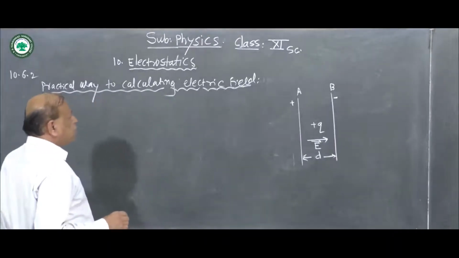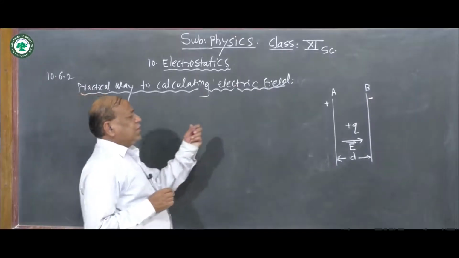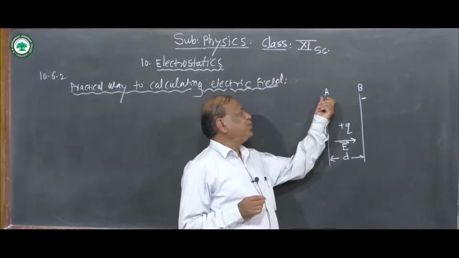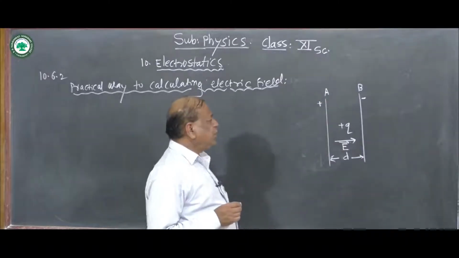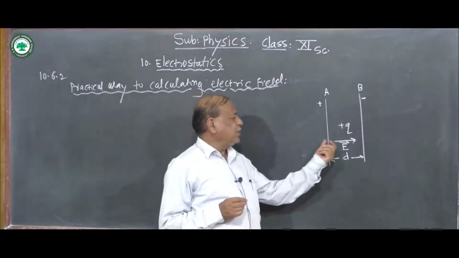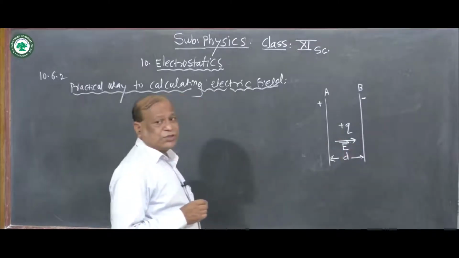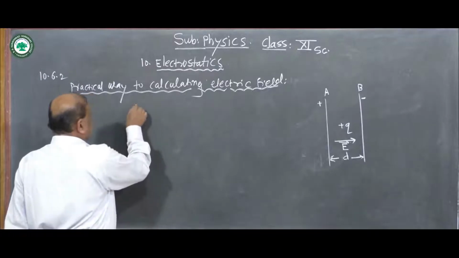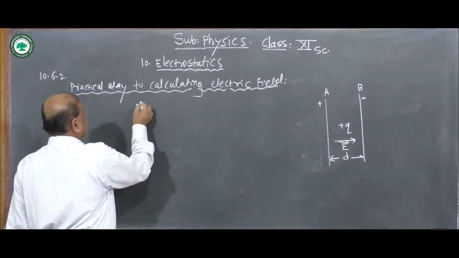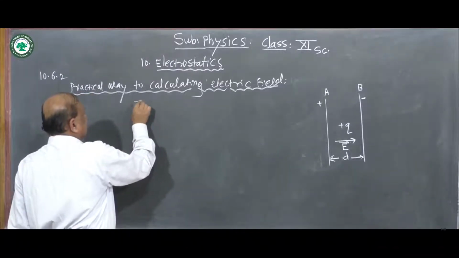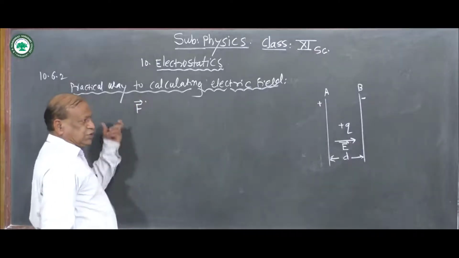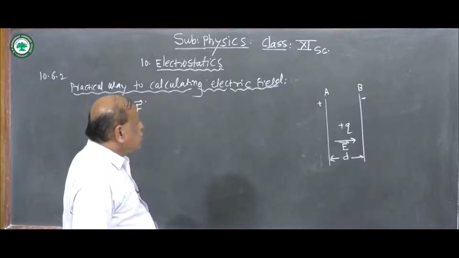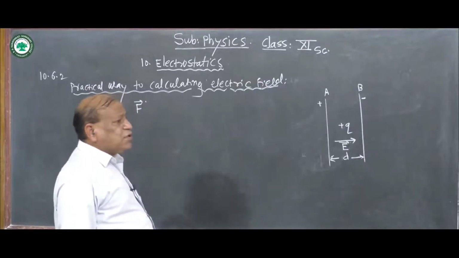Now when this charge moves from plate A to plate B, then the electric field will be directed like this. Then the electrostatic force is F bar, which is a vector quantity. Now we have to find some work done.